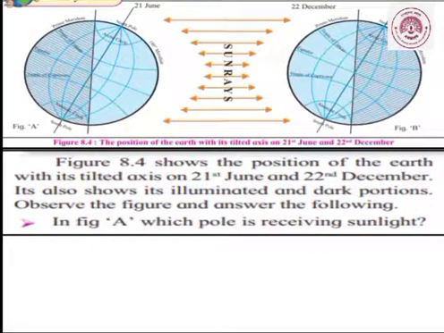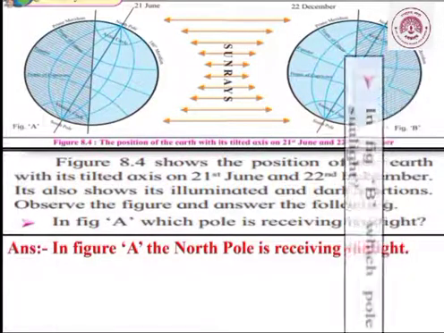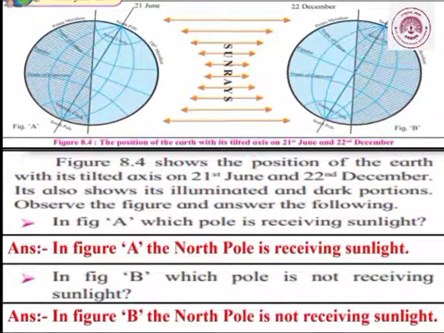Now, we are starting with the questions from your textbook. In figure A, which pole is receiving sunlight? In figure A, the north pole is receiving sunlight. This you can see in the book itself. There is the figure given 8.4 in your textbook also and on the slide also. Then the next question. In figure B, which pole is not receiving sunlight? In figure B, the north pole is not receiving the sunlight.